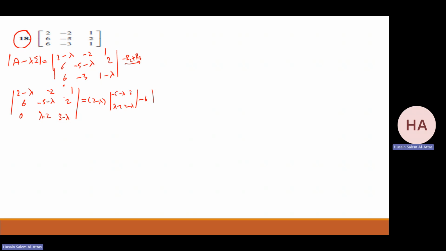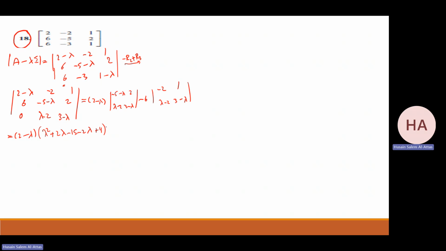Minus 6. Cancel this with this. It's 2, 1. See what will happen. I have 2 minus lambda. What is this? Here I have lambda square. Okay. Minus 3 lambda plus 5 lambda. Plus 2 lambda. Minus 15. Plus 2 lambda. Minus 2 lambda, sorry. Minus 2 lambda. Plus 4. Okay.